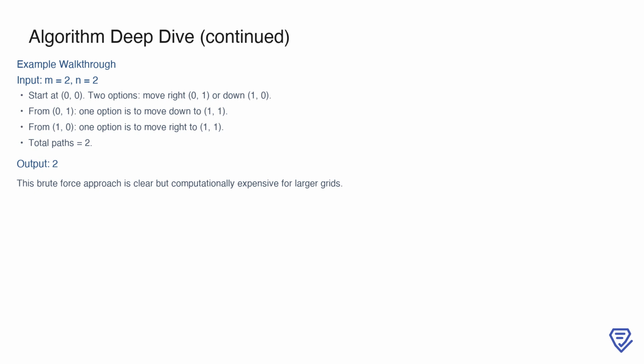While this example is small and manageable, it highlights the inefficiencies of the brute force approach, as the number of recursive calls grows exponentially with the size of the grid. This is why optimizations, such as memoization or dynamic programming, are critical for solving this problem efficiently in larger grids.